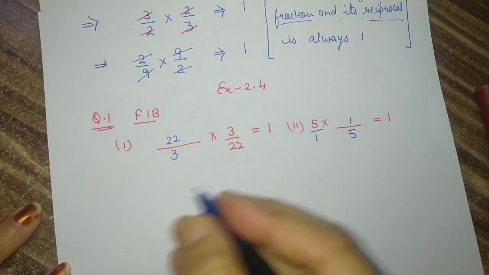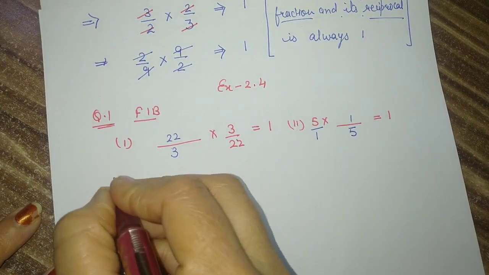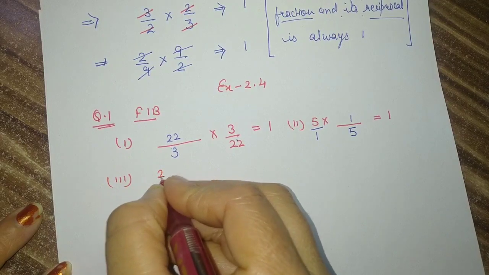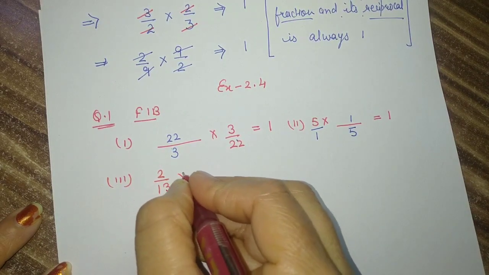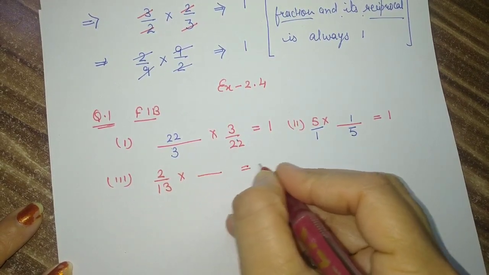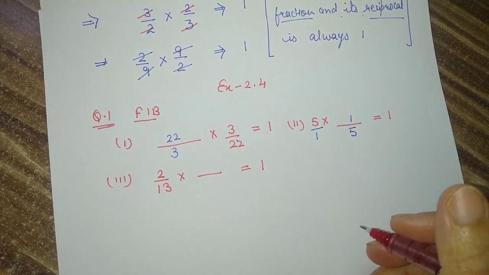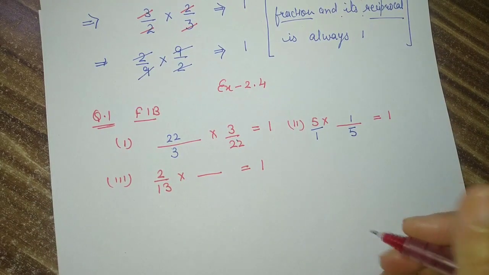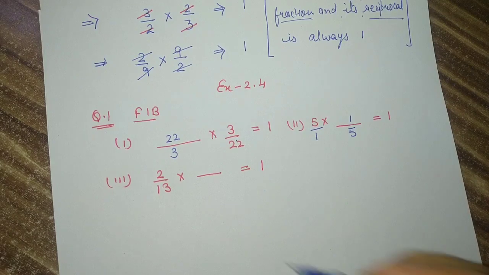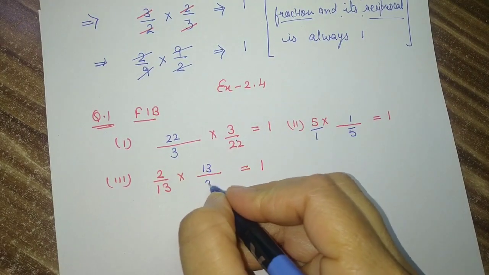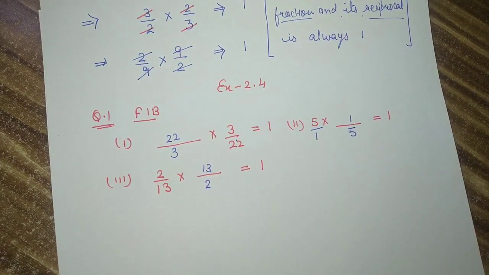Third part, 2 by 13. How do we get the answer 1? Try to find out. Yes, we can write its reciprocal, that is 13 by 2, and we get the answer.